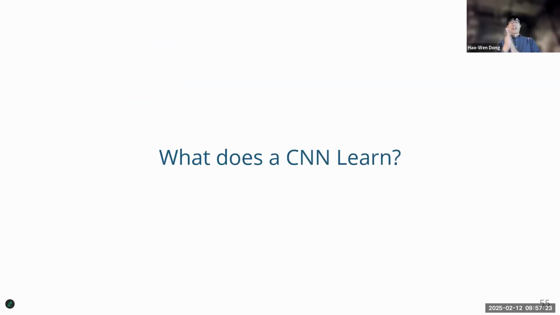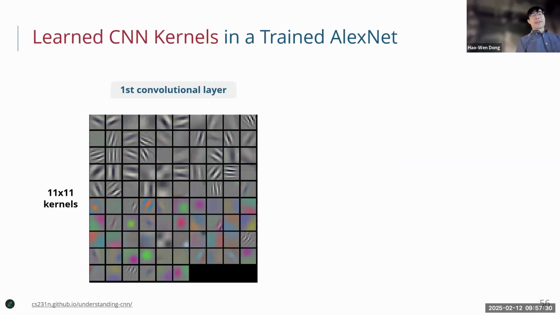Cool. I think the last part would be the most fun. So what does a CNN learn? This is what a CNN learns. This is the first layer. In this specific AlexNet, which is one famous CNN model, a bit old, this is what it learns. Look at the first layer, which has 11 by 11 kernels. It's a bit huge, but anyway, you can look at what the first layer is learning.